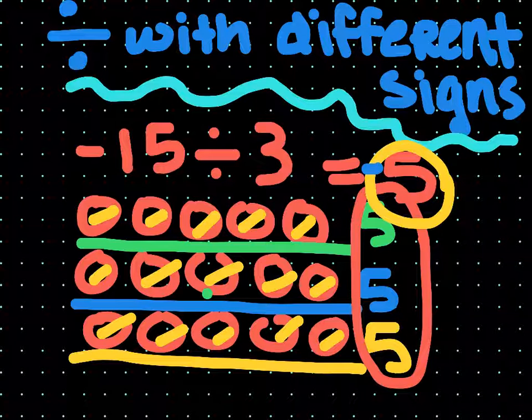I just want to make note that the little blue line in front of it is a negative sign, because these were negative counters and there were 5 negative counters in each of the 3 groups, and because there were different signs in the numbers, it's going to be a negative 5, not a positive.